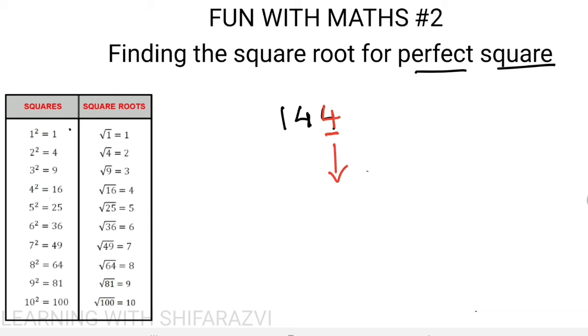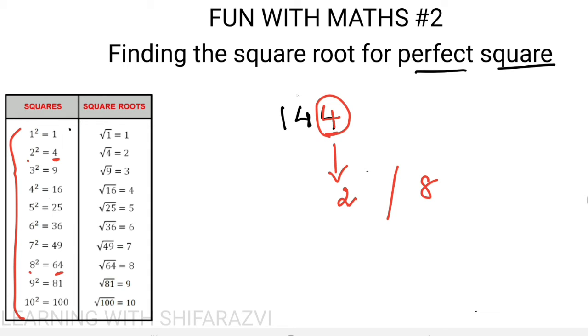Now from 1 to 10, just check whose numbers square gives 4 at the ones place. So 2 gives a 4 at ones place and 8 gives a 4 in ones place. So I can write the ones place of my answer can be either 2 or 8. Okay. Now what should I do?